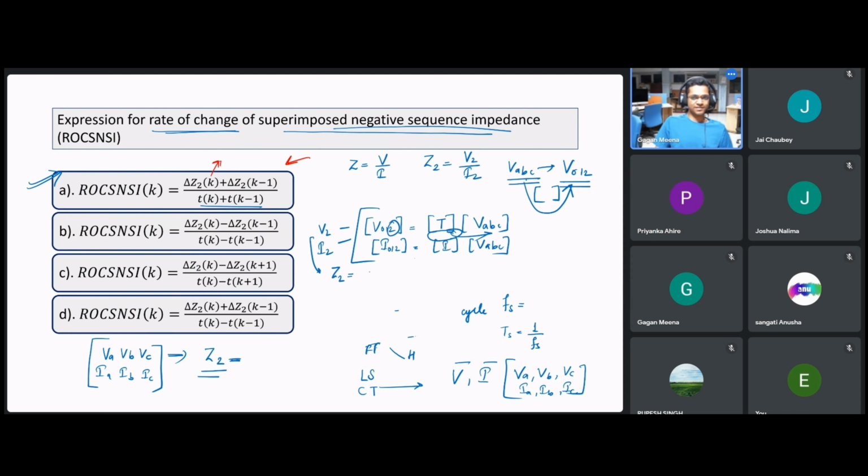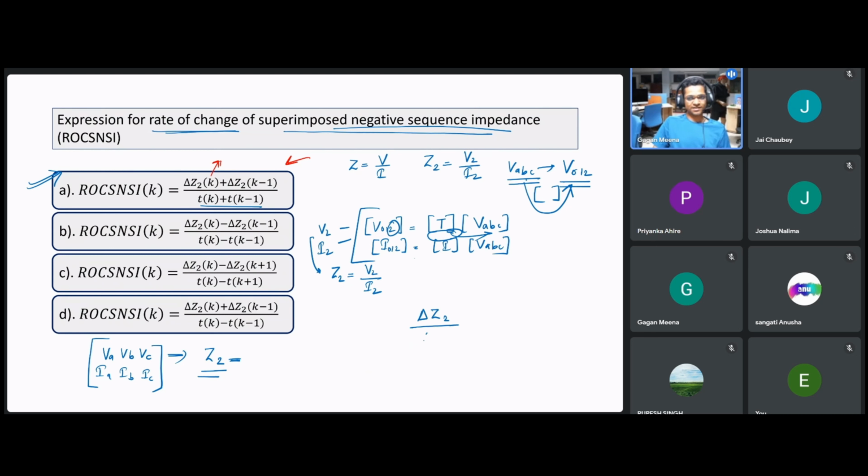If we have both, we can find out the negative sequence impedance. Okay, so we have reached up to this point. We have calculated the negative sequence impedance for one sample. But I want to calculate the rate of change. So we want to know delta Z by delta T. So how am I going to calculate this? Z2 at k plus 1, minus or plus.